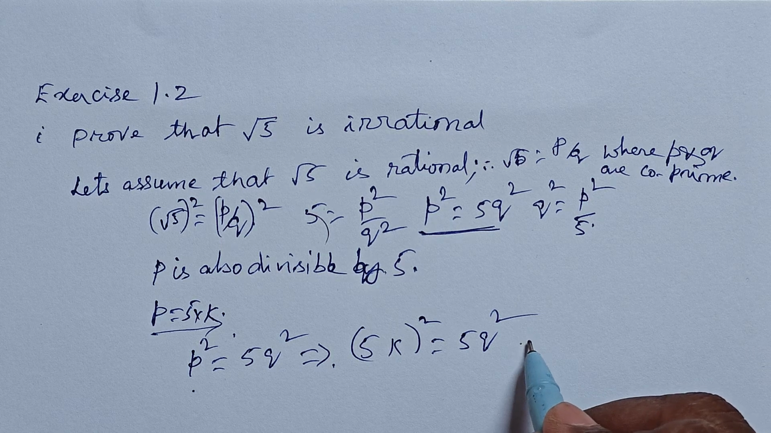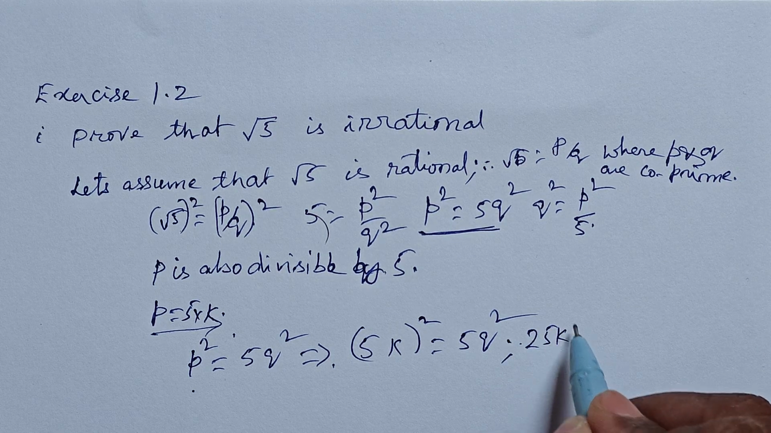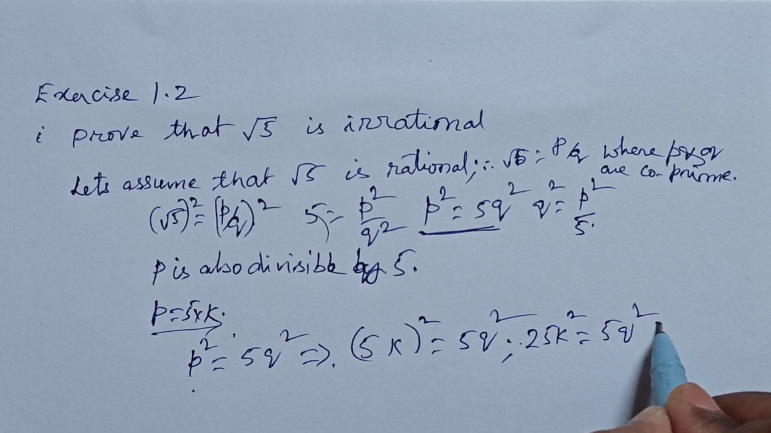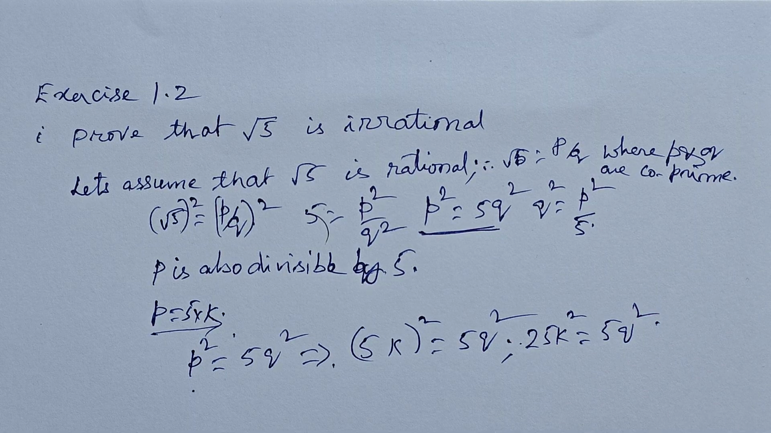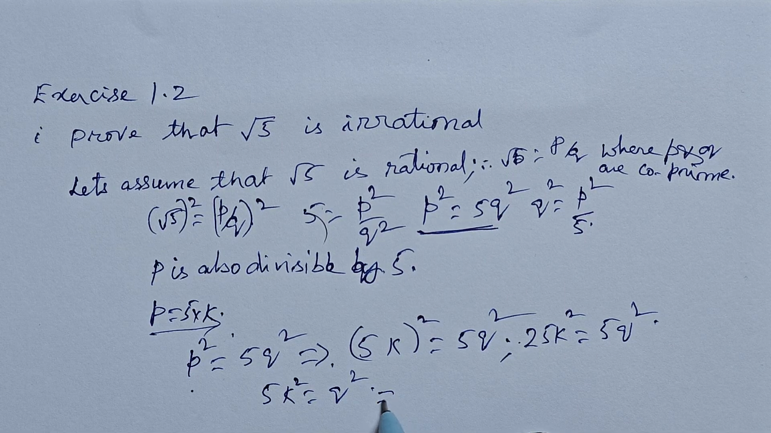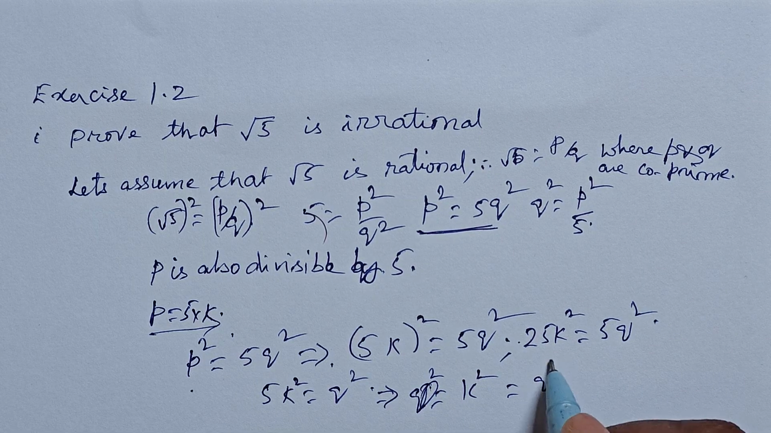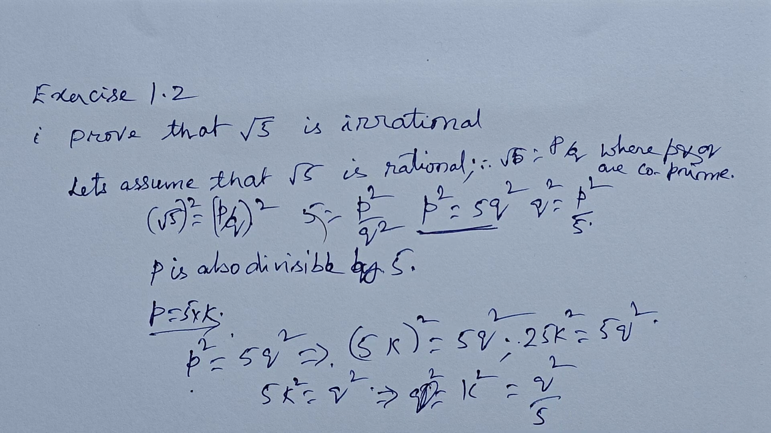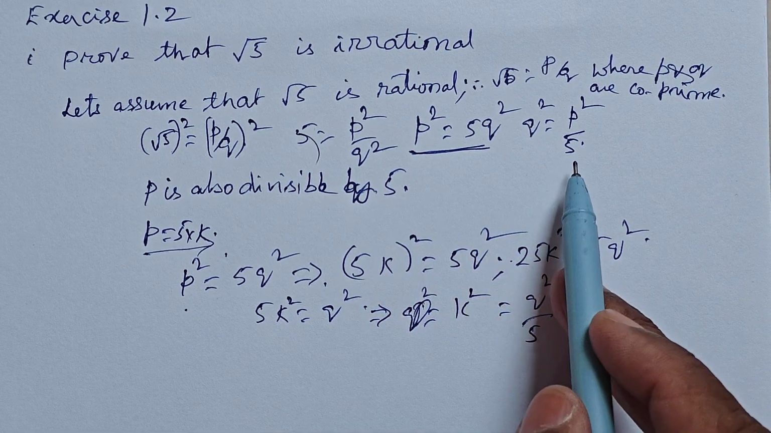It means 25k square is equal to 5 times q square. Correct? So here, if you cancel 5 on both the sides, 5k square is equal to q square. So that implies, not q square, k square is, that implies q square is equal to 5k square. Earlier we got that p square is divisible by 5.